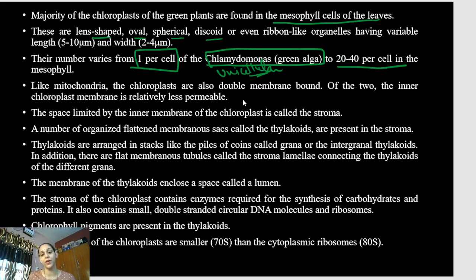Like mitochondria, chloroplast is also double membrane bound. The inner chloroplast membrane is relatively less permeable. The space limited by the inner membrane of the chloroplast is known as stroma. A number of organized flattened membranous sacs called thylakoids are present in the stroma. Thylakoids are arranged in stacks like piles of coins called the grana, and intergranal thylakoids. These are flat membranous tubules, stroma lamellae, that connect the thylakoids of the different grana.